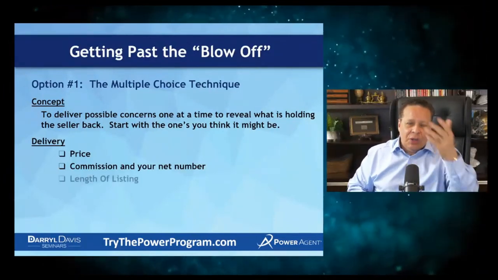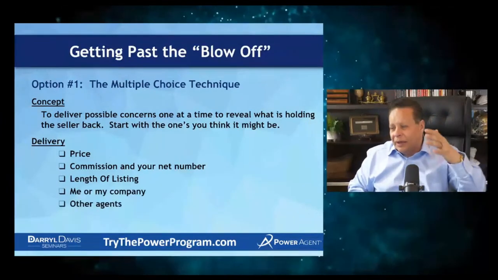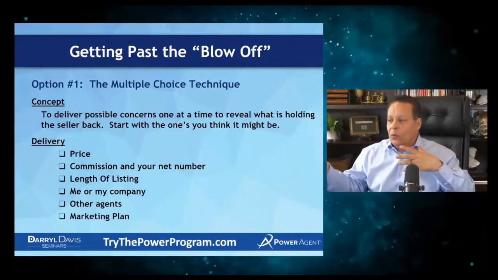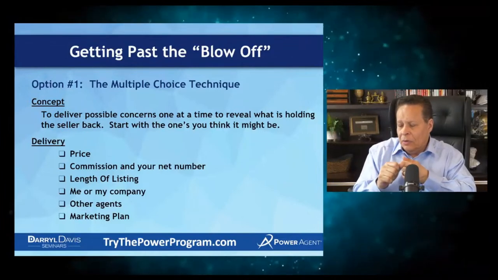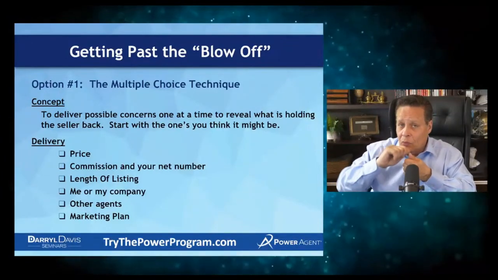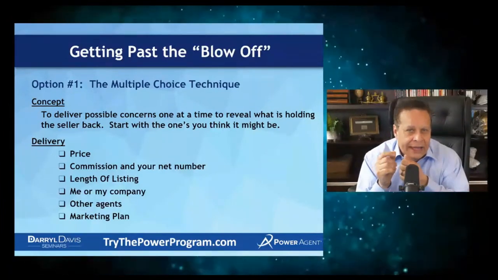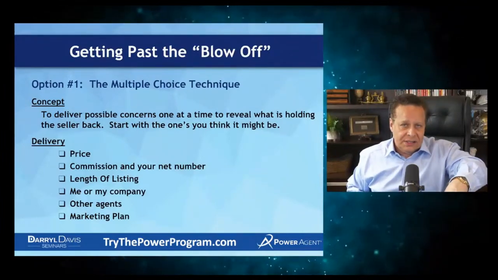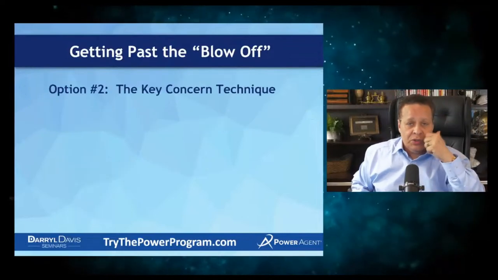So what you do is the length of the listing, do you want a shorter term, me or my company, other agents you want to interview, is there something about my marketing? So what you do, gang, with the multiple choice technique is you're spoon feeding them one at a time, and you start with the thing that you think might be the problem. And so you're going to help them to be honest with you as to why they're not signing the listing tonight. Now, when you find out what the real reason is, then you go to the next thing, which is how to handle it.